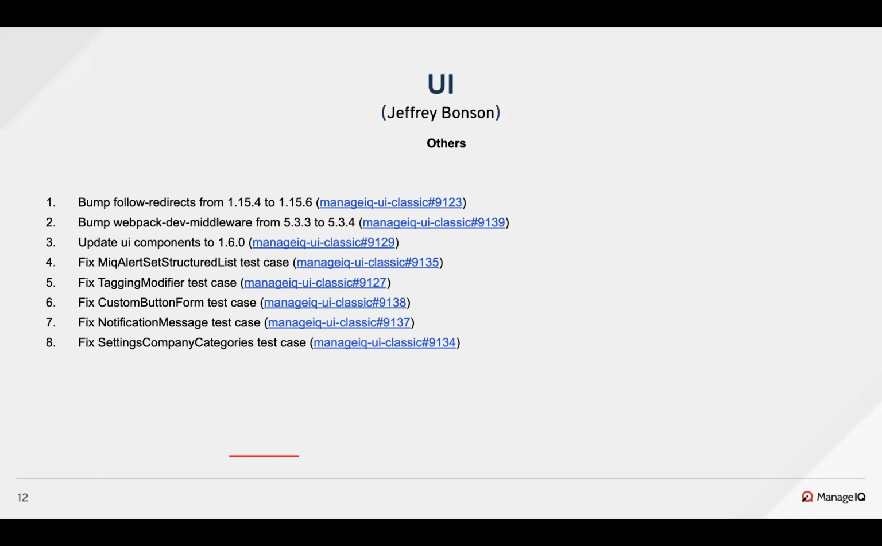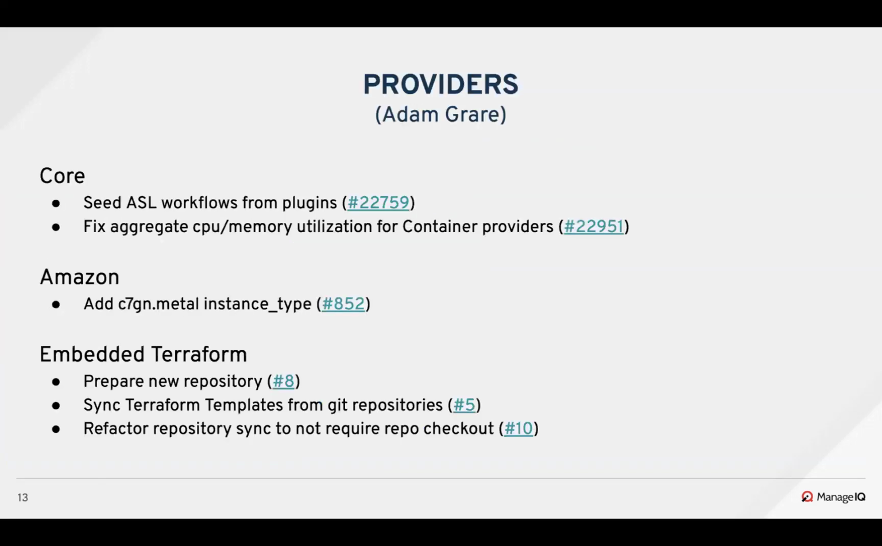And the remaining PRs are all related to fixing the warnings for the JS test cases for the React components. These components are MIQ alert set, structured list, tagging modifiers, custom button forms, notification message, and settings company categories. That's all from the UI side. Over to Adam.